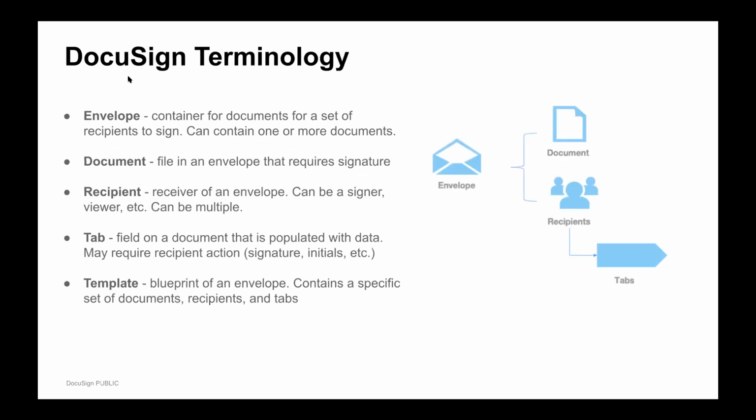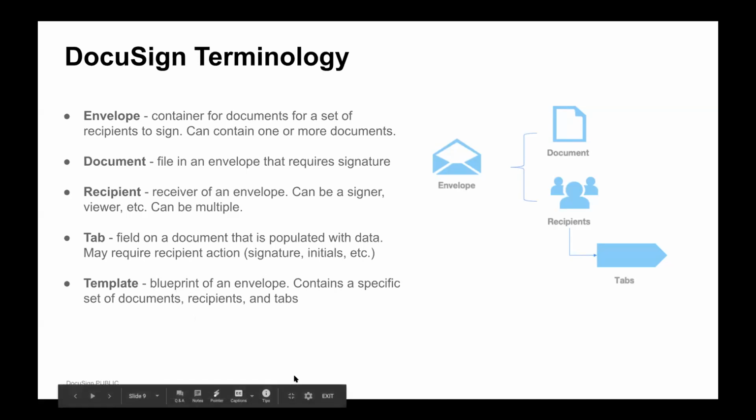So before we start diving into more detail for the Apex Toolkit features, I like to go over some of the main terminology that we use when we begin the process of sending something out for signature. To start off, an envelope is a container for documents for recipients to sign or view. An envelope can contain one or more documents. And a document is the actual file within an envelope that requires signature and or can be viewed.